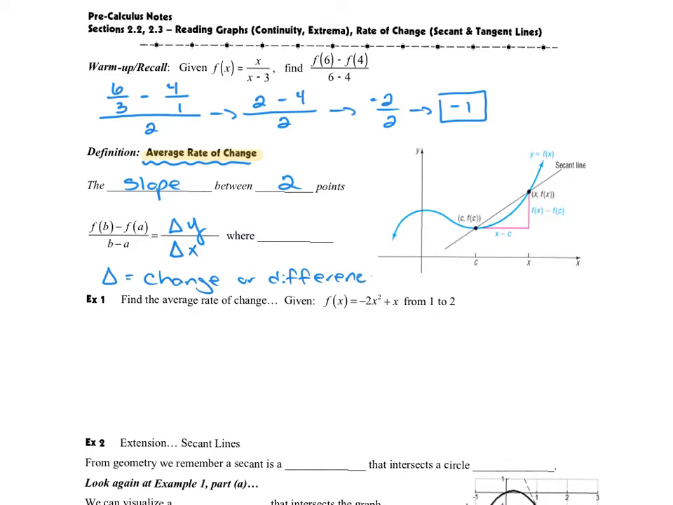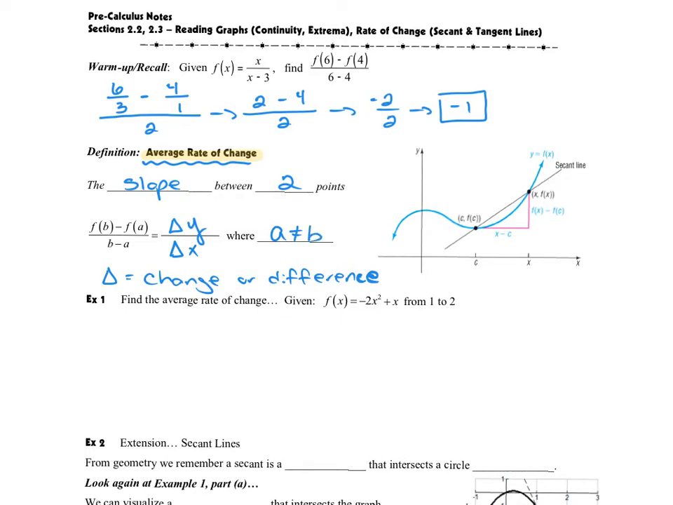Sorry about that, it looks a little bit messy, but you probably got that there. So it's going to be our change in y over our change in x, specifically where we have to think about the fact that our a will not equal our b value.